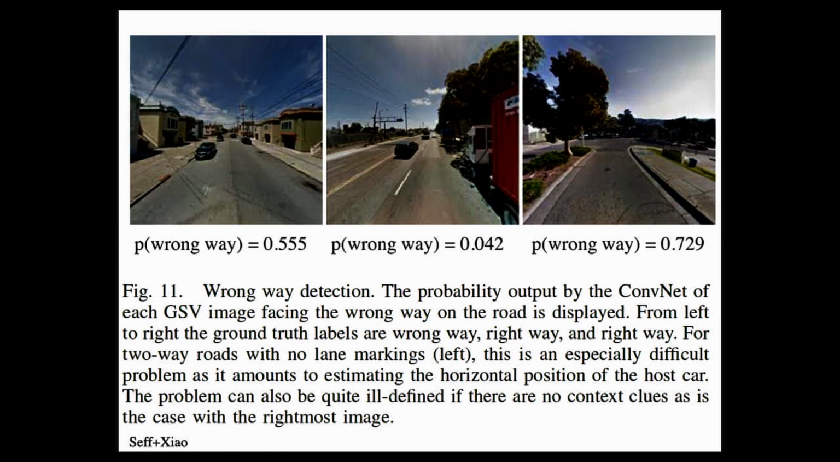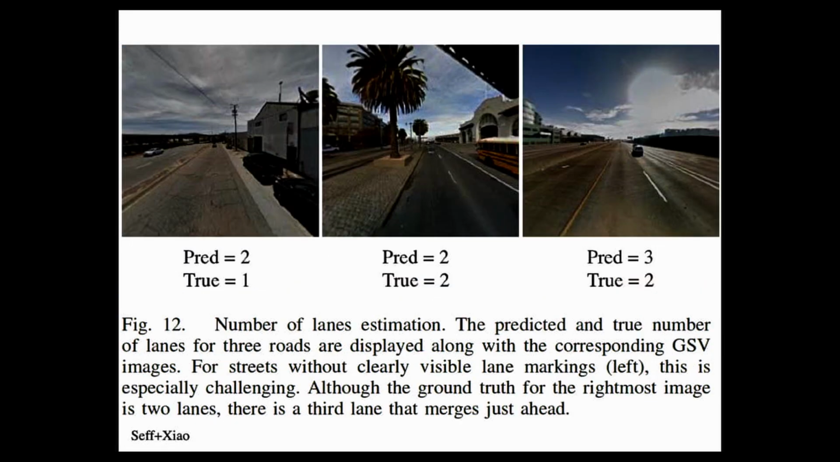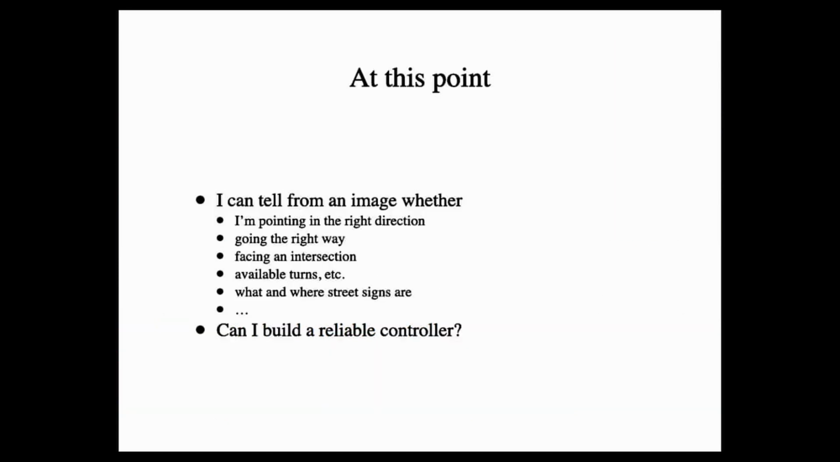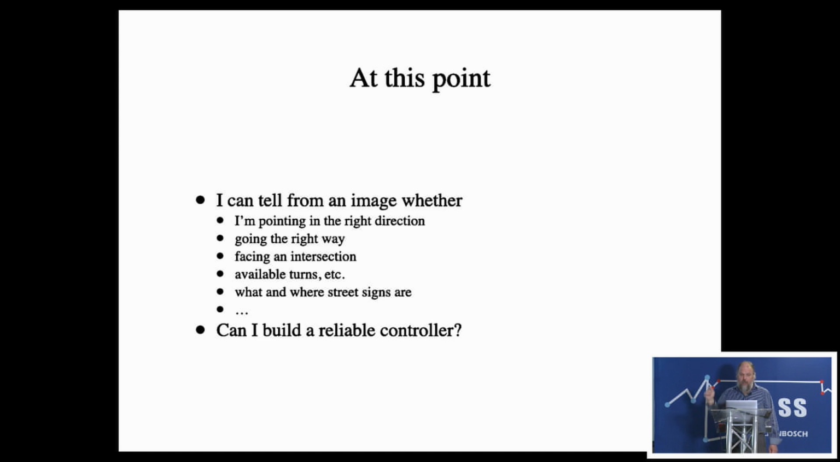Am I going the wrong way down a one-way or on the wrong lane? How many lanes are there? Okay, so at this point, I can tell from an image, using classification procedures that we haven't yet discussed, that I'm pointing in the right direction, I'm going the right way, I'm facing an intersection, what the available turns are, and the obvious question is, can I build a reliable controller?